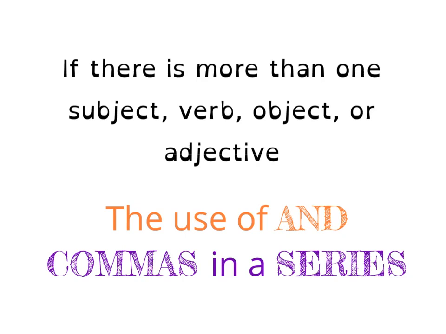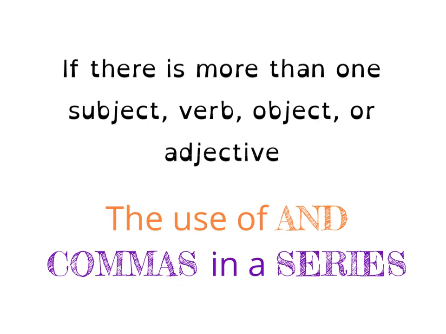In this lesson, we are going to talk about what to do if there is more than one subject, verb, object, or adjective in a sentence. If there are two, then we can use the word and. If there are more than two, then we will talk about what to do with commas.